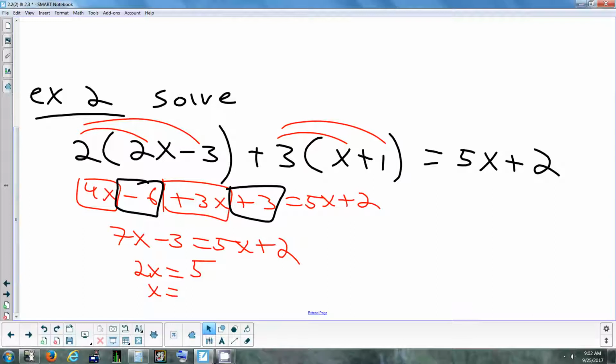Megan? x equals 5 halves. Perfect. Okay, we're not going to check that one, but if you wanted to, you could plug 2.5 in, or 5 halves, do it out, and hopefully what's on the left matches what's on the right. Any questions on solving a linear equation? By pre-calc, I assume you can definitely distribute, combine like terms, move stuff, linear, all that stuff.